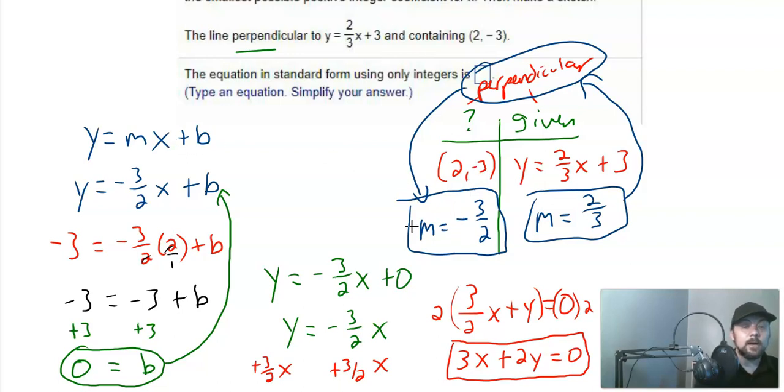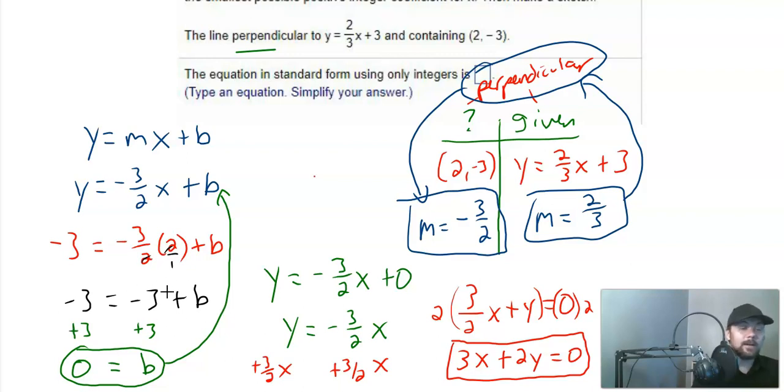And so once we have that information, I come over here and start with y equals mx plus b, because that's the way I prefer to do these problems. Plug in negative 3/2 for m. And then temporarily, we're going to plug in the point that they gave us for x and y. So 2 for x, negative 3 for y, which is what I'm doing here. 2's cancel out.